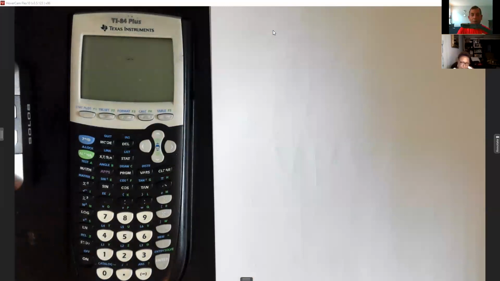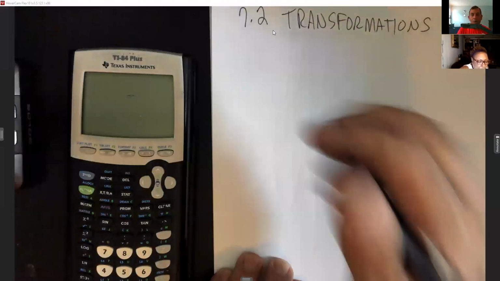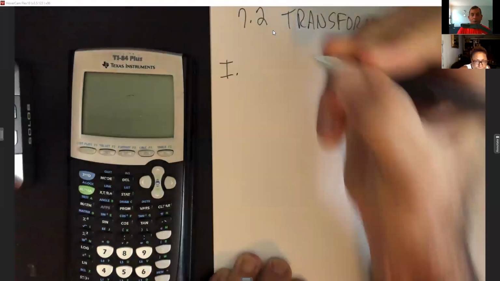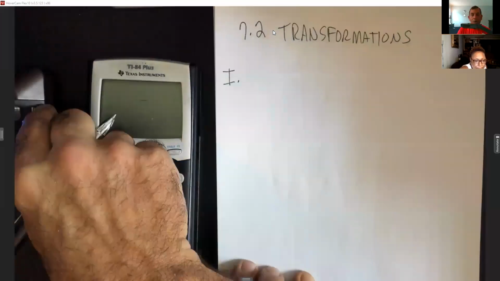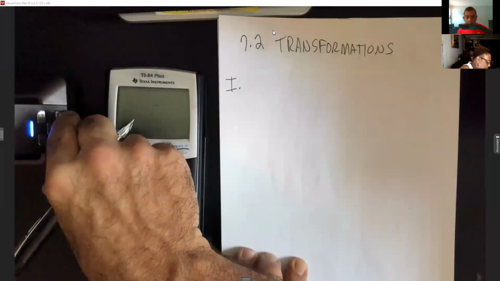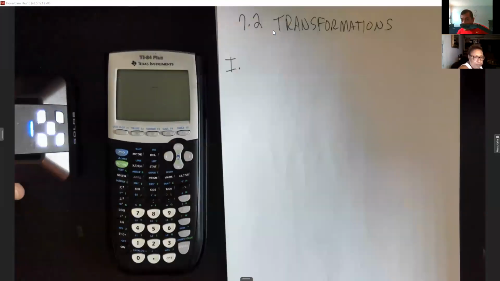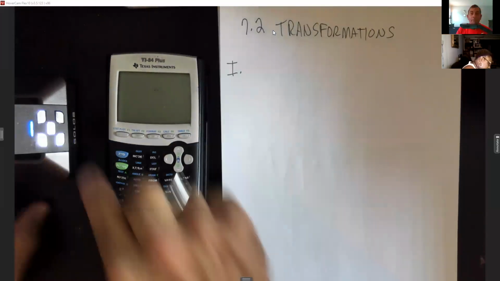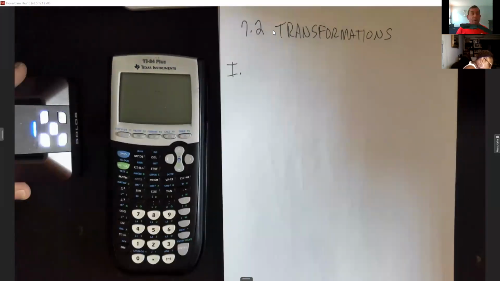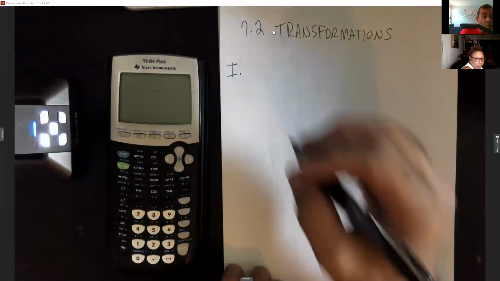So the transformations we're going to look at. First transformation, a vertical shift. Now y'all want to pull my zoom back down a little bit. All right, so the first transformation I'm going to look at is what we call a vertical shift.